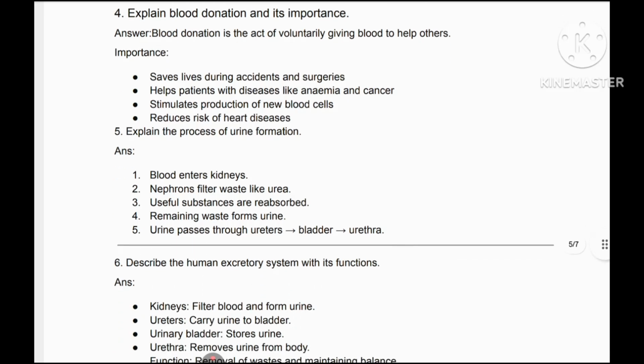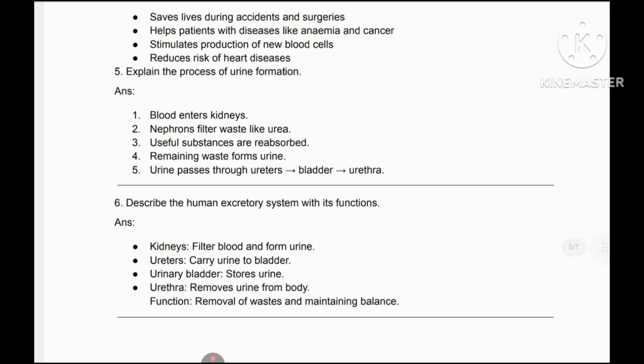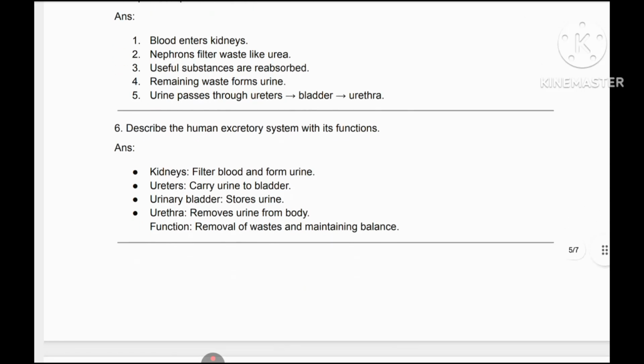Explain the process of urine formation. Blood enters kidneys, nephrons filter waste like urea, useful substances are reabsorbed, remaining waste forms urine. Urine passes through ureters, bladder and urethra.